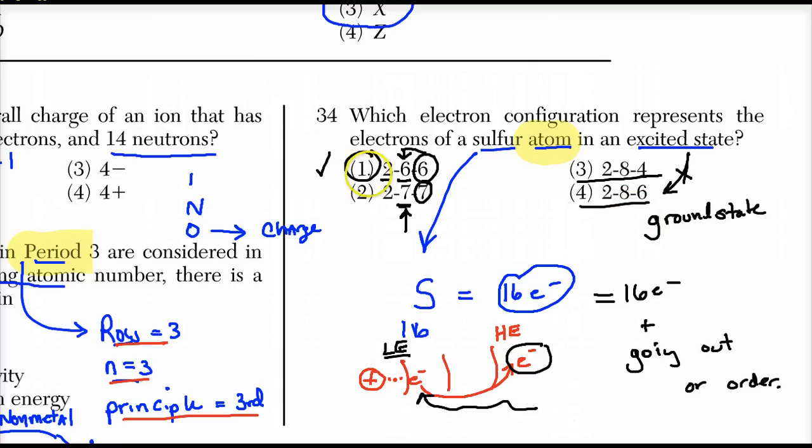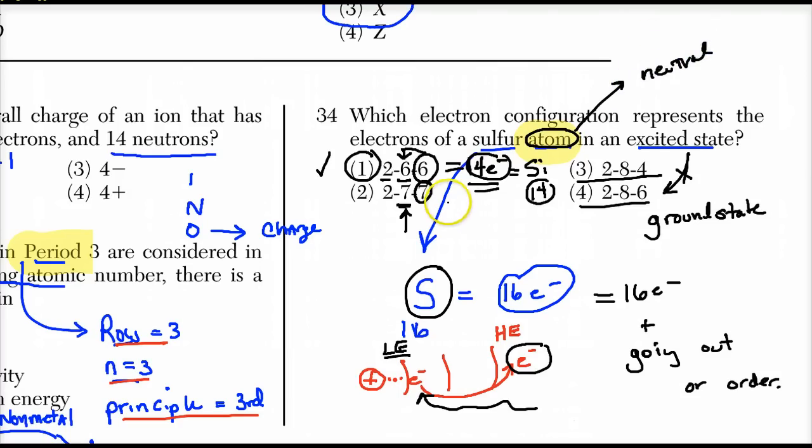So back here, which one is sulfur? Well, which one is 16 electrons? If you look at number 1, 6 plus 2 is 8. 8 plus 6 is 14 electrons. This is the excited state of an element with 14 electrons. This is the excited state of silicon. How do I know? Silicon has atomic number 14, and as I said, the atomic number equals the electrons if it's an atom. Atoms are what? Neutral.